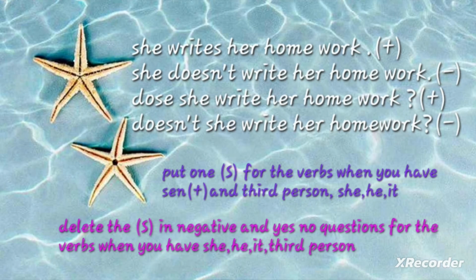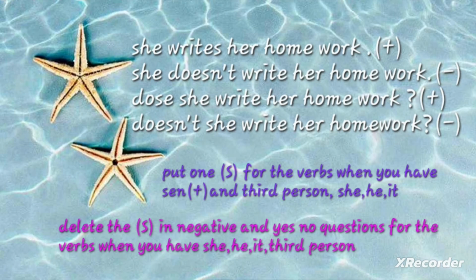One important thing, we should put one S on the verb when we have a positive sentence and the third person, or she, he, it, like writes, looks. For example, she looks when we have a positive sentence. So we should write, she writes her homework. Next sentence, she doesn't write her homework. We should delete that S and put it in the doesn't.